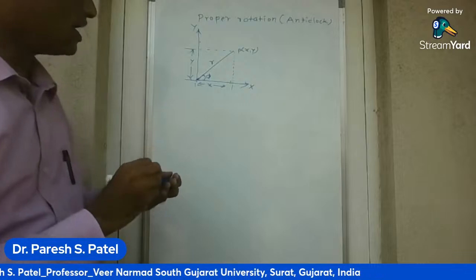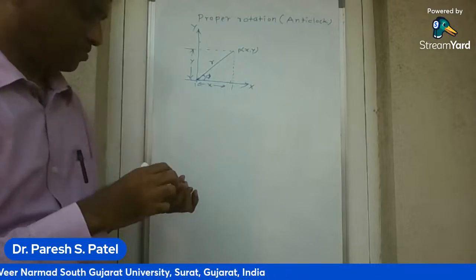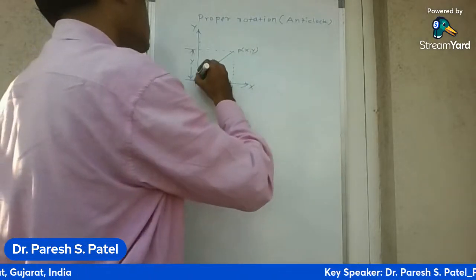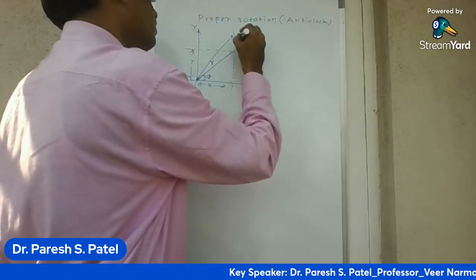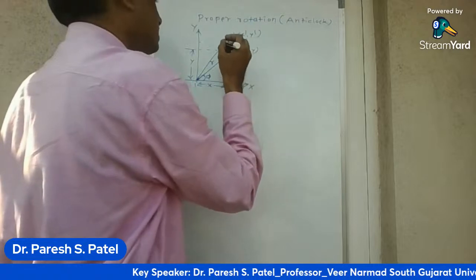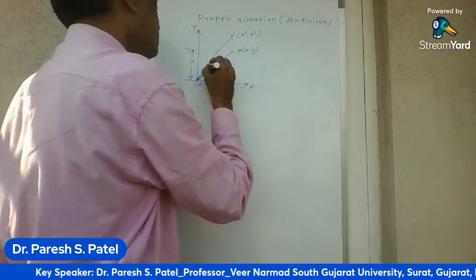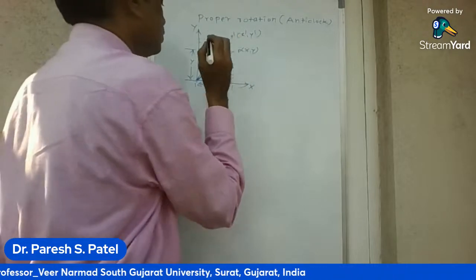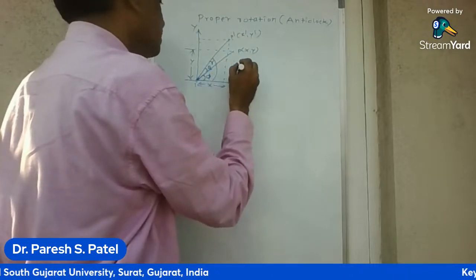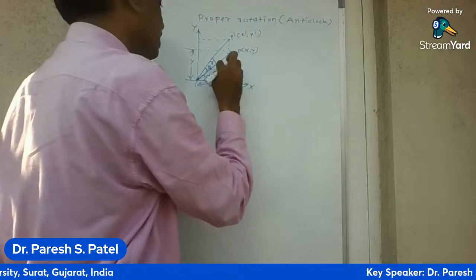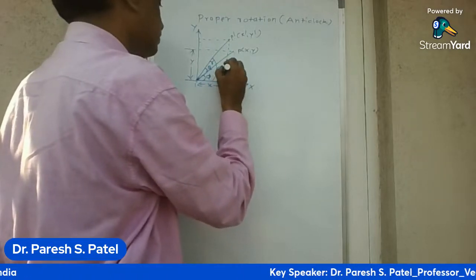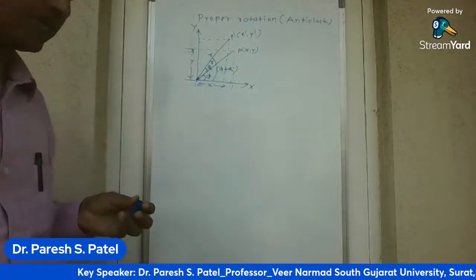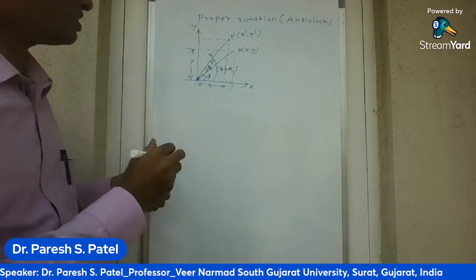Now, anti-clockwise rotation. It means we rotate this vector P to P dash with the new coordinates x dash and y dash, and the angle is theta. So what will happen? The angle should be phi plus theta. The length of the vector r remains as it is.